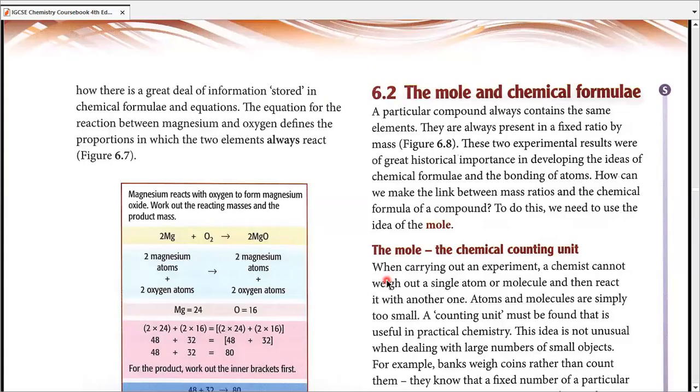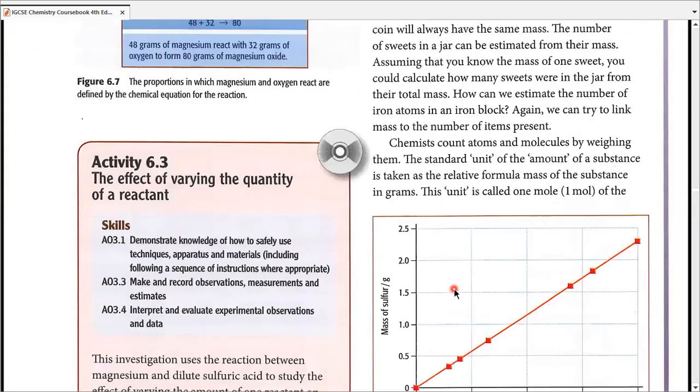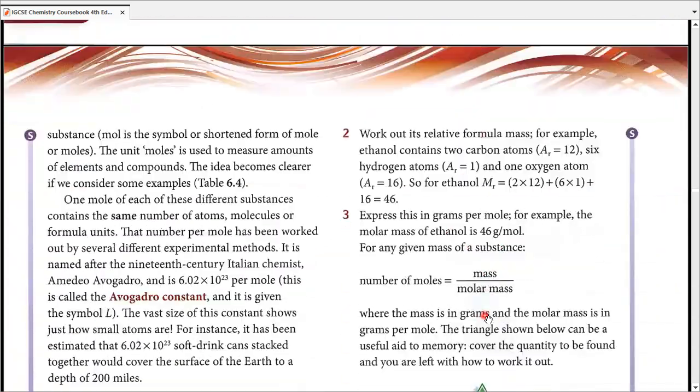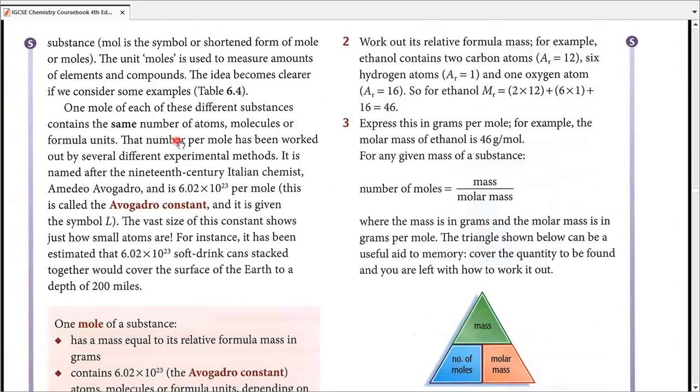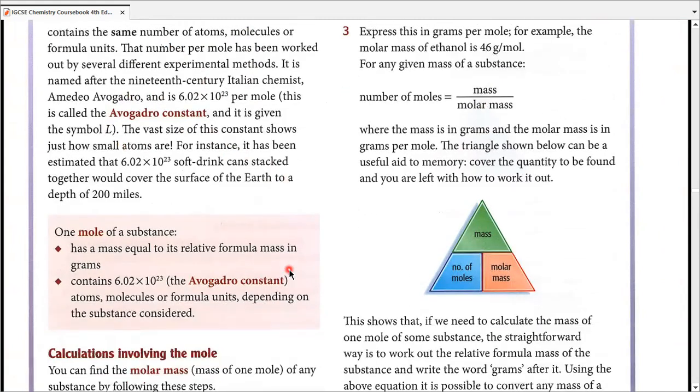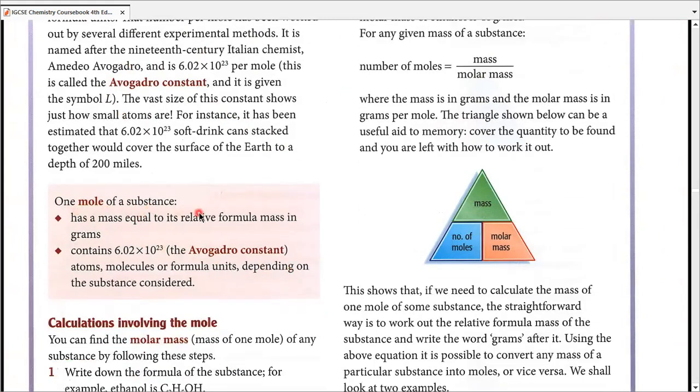All right, correlating my recent whiteboard work with the book, this is 6.2, the mole and the chemical formula. If I start with mole, this is the portion that we are already done with. It explains what mole is, what Avogadro's constant is, how we define mole. Mole has a mass equal to its relative formula mass in grams. That's just one way of saying it, but that's not exactly the definition of mole.